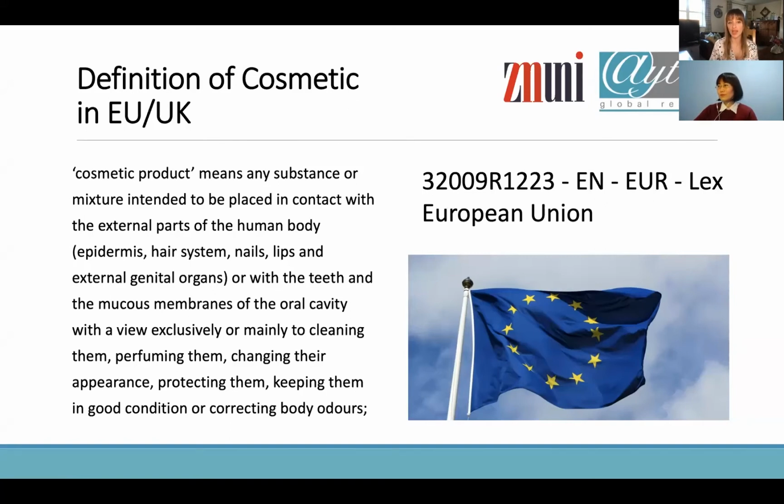So in the EU and UK currently, a cosmetic is any substance or mixture, so any formula, that is going to be put in contact with the external parts of the human body. So things like your skin, your hair, your nails. It can also be anything in your mouth, like toothpaste, and anything that comes into contact with genital organs. But it has to have the purpose of perfuming them, changing their appearance, cleaning them, protecting them, keeping them in good condition, or correcting body odors. So it's really important to know where the product is being placed and what its purpose is.